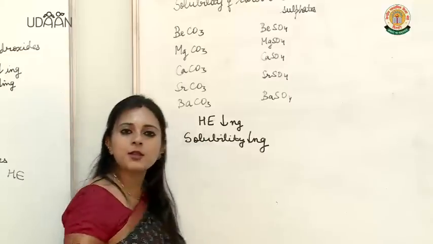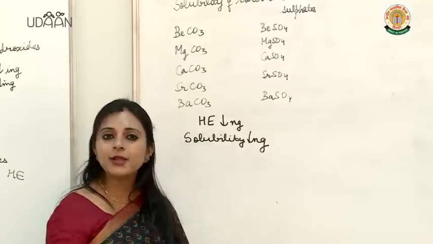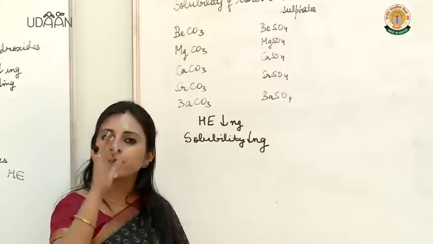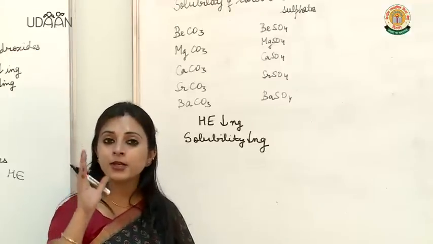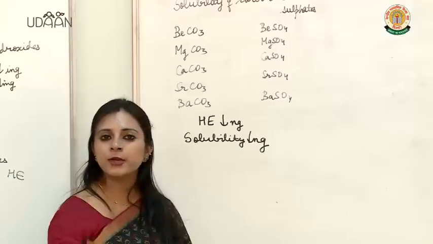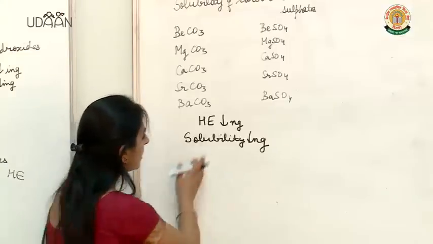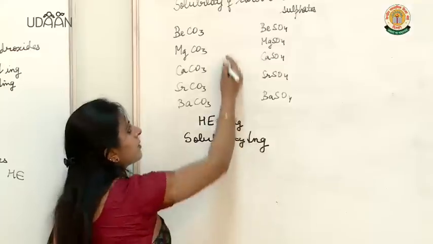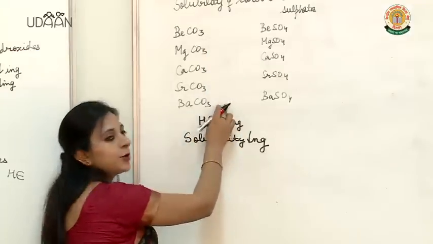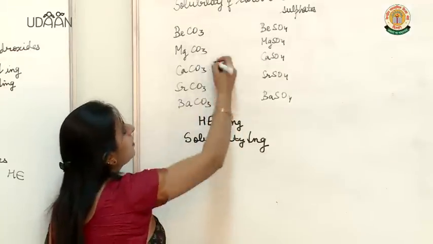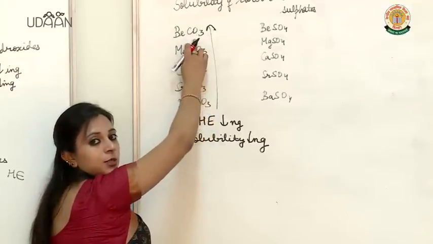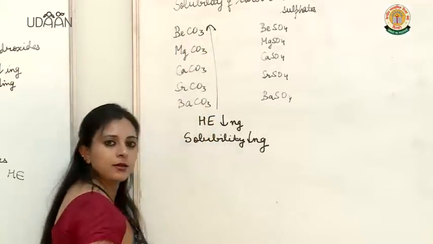What was happening in case of hydroxides? Lattice enthalpy was playing a role higher than the hydration enthalpy. So, down the group lattice enthalpy was decreasing and therefore solubility was increasing. But here hydration enthalpy is decreasing, therefore solubility is also decreasing down the group. So the solubility of beryllium carbonate is the highest.